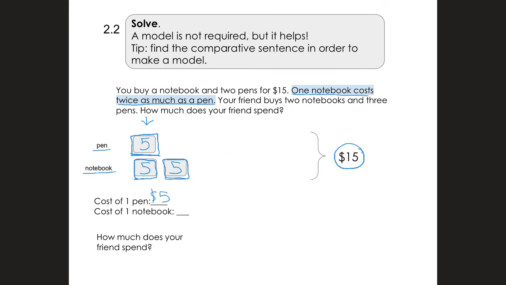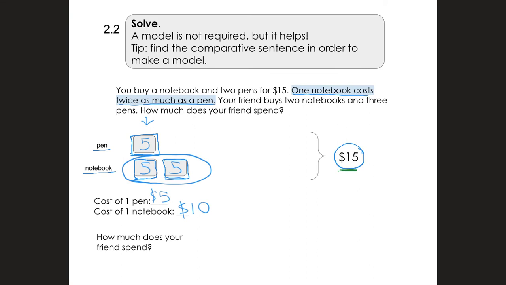And what is the cost of 1 notebook? Well, it's twice as much as a pen, so I could do 5 times 2, but I can also see my answer right here. 1 notebook is $10. That makes sense because I know that I spent $15 and 10 plus 5 is 15. But they want to know, how much does my friend spend?